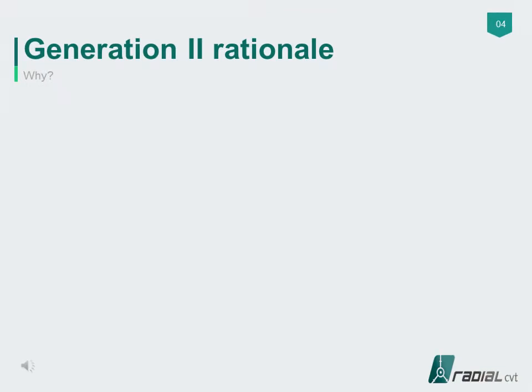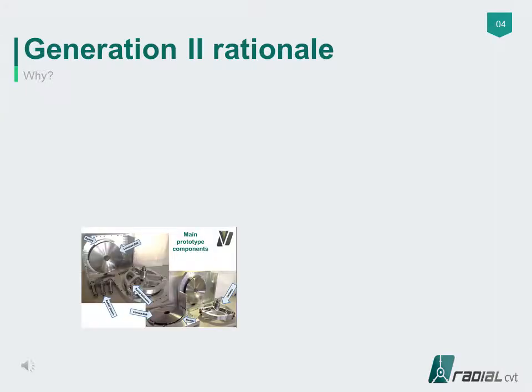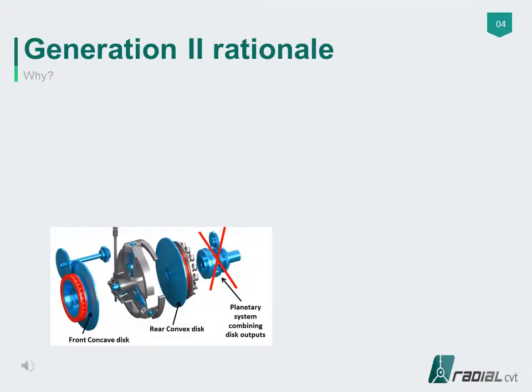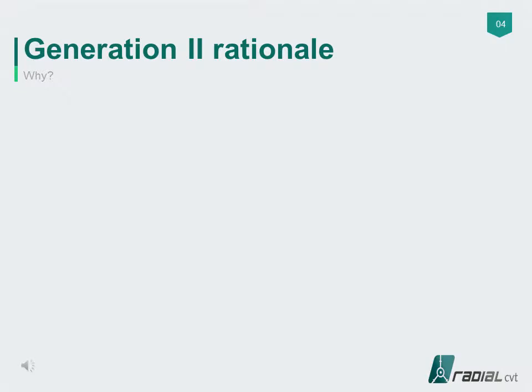The Generation 2 radial CVT was designed based on the very successfully tested first radial CVT, which broke the 90% efficiency barrier, which now serves as a benchmark for further application development. The concave and convex discs of the Generation 1 radial CVT were replaced by two flat discs, which resulted in the elimination of the combining planetary system required in the Gen 1 design. Flat discs are also easier and more cost-effective to manufacture.